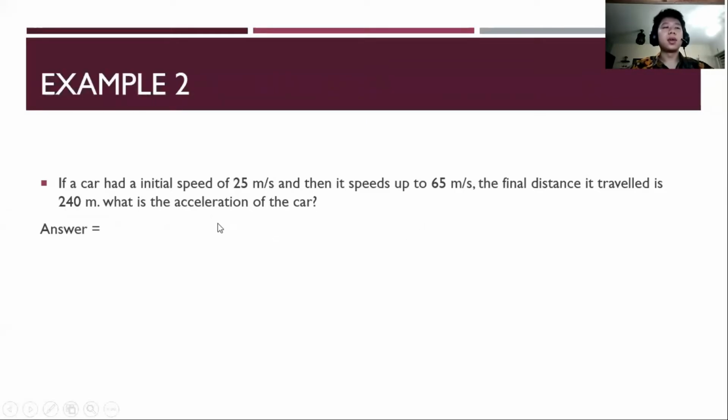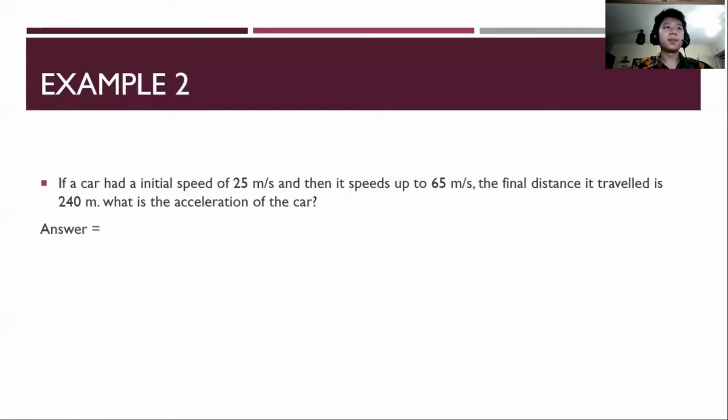So we have initial speed, which is V0, 25 meter per second, and we have final speed, which is 65 meter per second. Then we have distance as well, which is 240 meter. The question asked for the acceleration of the car. So we have V0, V, A, and S. Seems like we can use the same formula as before, since what's given is just the same.